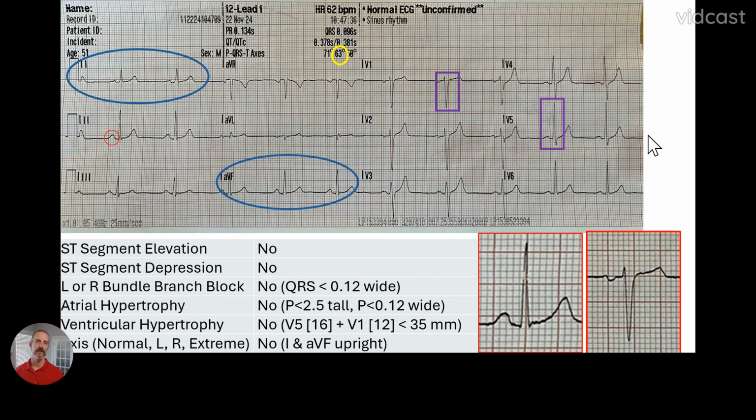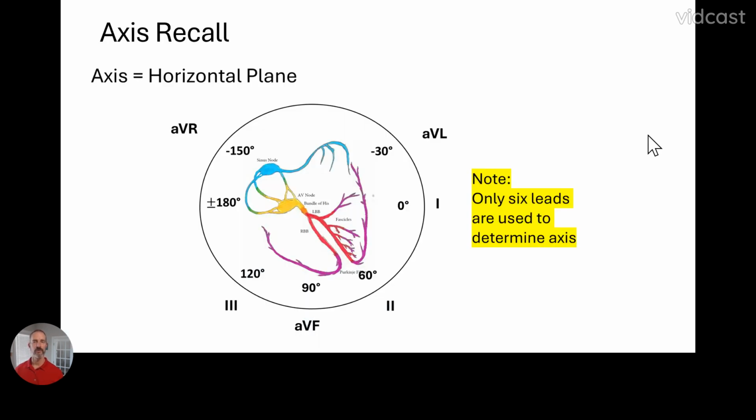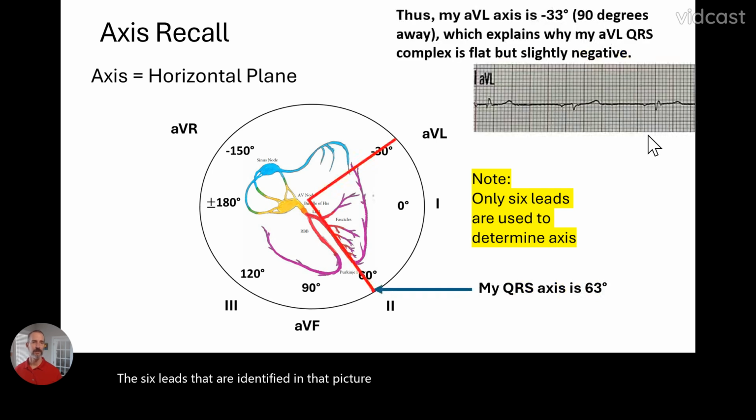And you can see that I circled it at 63 degrees. Just a quick recall of axis. We are using the 6 leads that are identified in that picture. So we were looking only at the horizontal plane. My axis was 63 degrees, and so my AVL axis would be negative 33 degrees based on that.